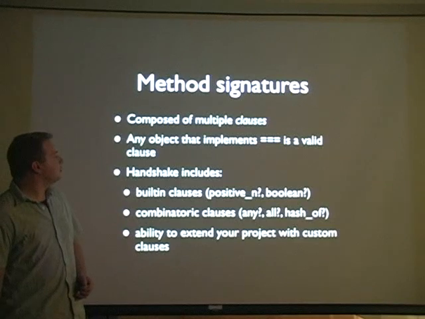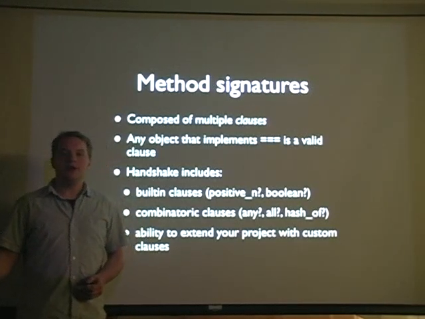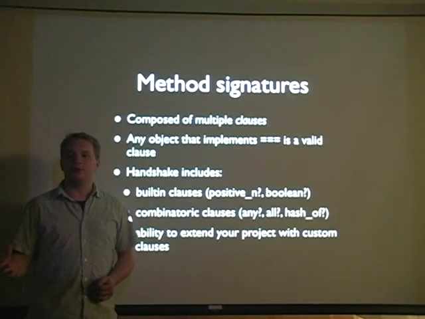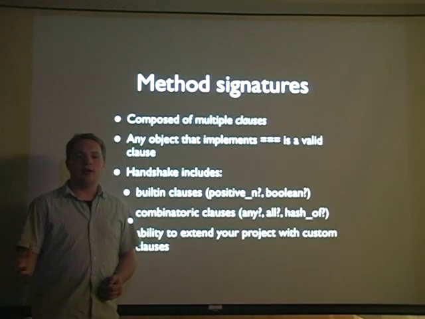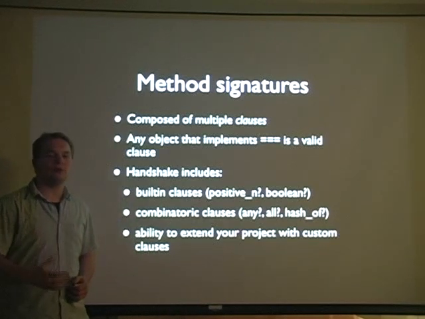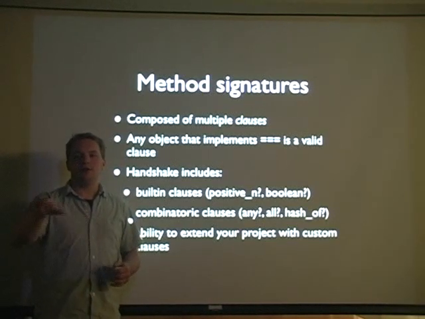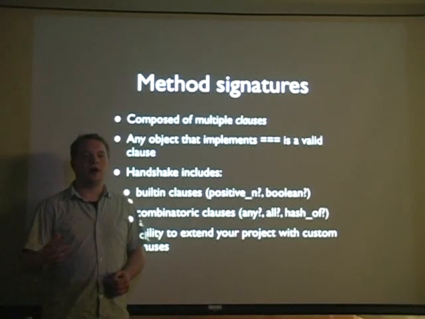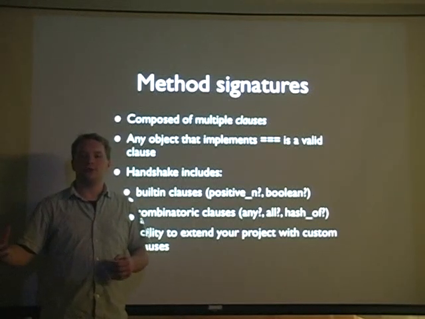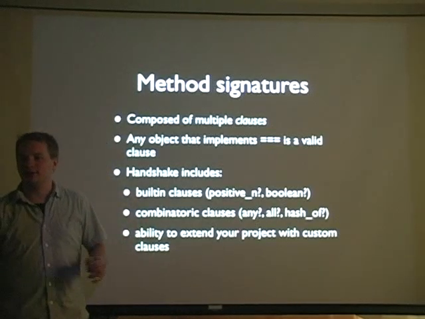Method signatures are composed of clauses, and any object that implements the triple equals method is a valid clause. If you have used the triple equals method, whenever you do a case statement, that's how the case statement works. It has this triple equals method, which is sort of a convenient equality that Ruby uses. So, a regular expression triple equals a string is equivalent to string equals tilde that regular expression. Or a class triple equals an object is equivalent to that object is a class. Does that make sense? Okay, cool.